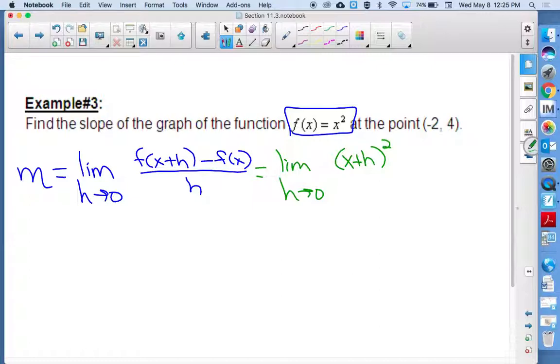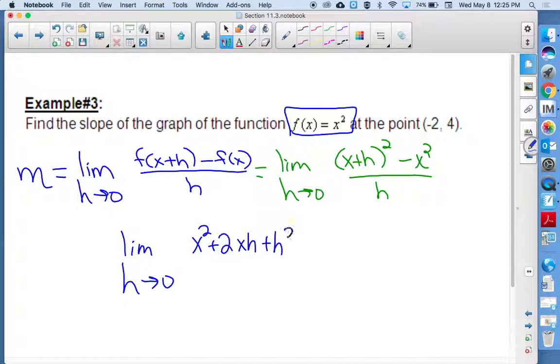So since it's just x squared, we just have (x plus h) squared. Minus f of x means subtract x squared and then divide by h. So x squared, 2xh, h squared minus x squared all over h. So Marie, what happens here? We need to do that, the x squared cancels.